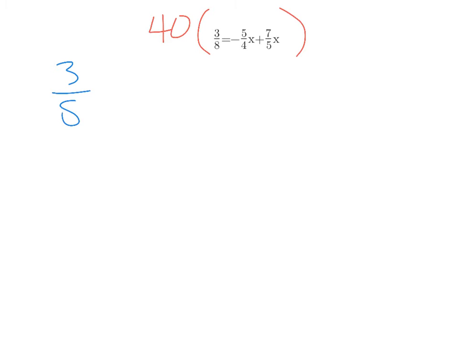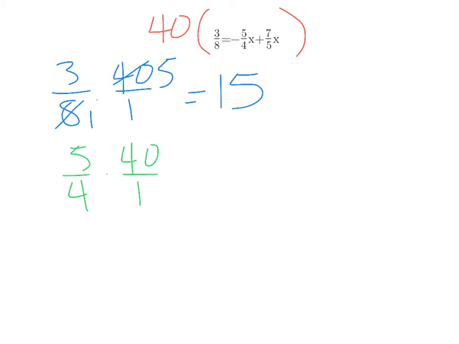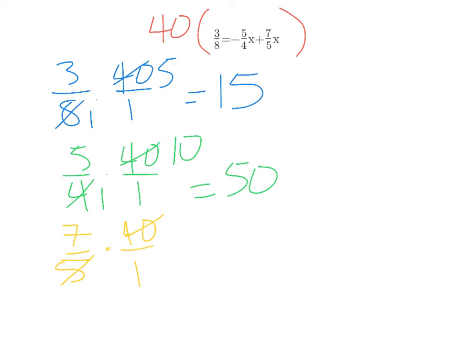When I multiply 3/8 by 40 over 1, I can cross-reduce, divide an 8 out of 8 and an 8 out of 40 to get 1 and 5. Multiply to get 15. Then going on to my next fraction, 5/4, multiply by 40 over 1. Again, I can cross-cancel, divide a 4 out of the 4 and the 40 to get 1 and 10, multiply to get 50. And then finally, I can take my 7/5 and multiply by 40 over 1, cross-cancel and get 1 and 8 by dividing a 5 out of the 5 and the 40, and multiply to get 56.